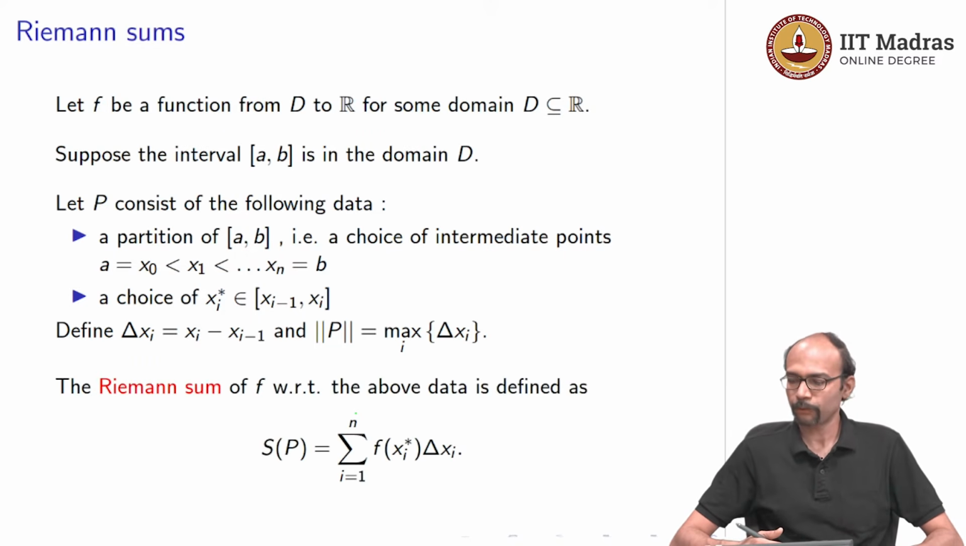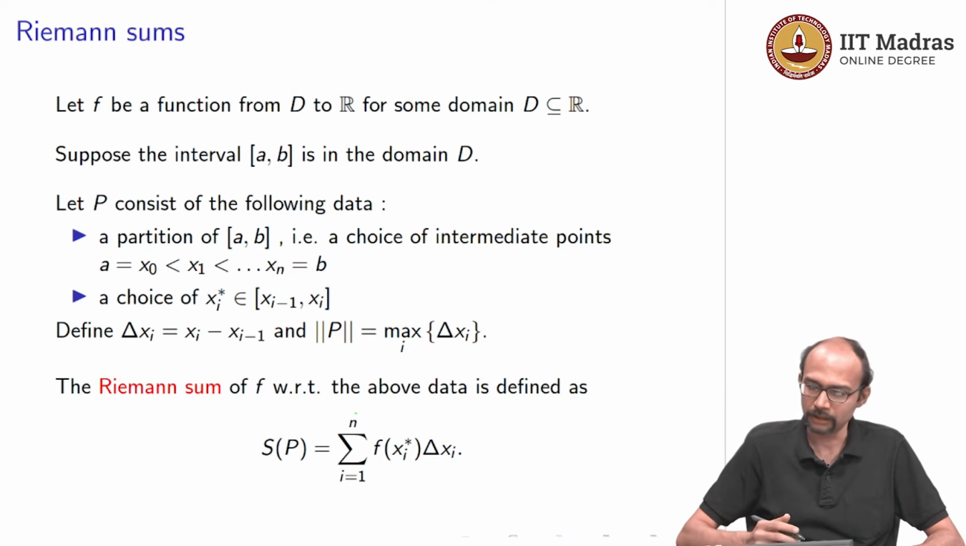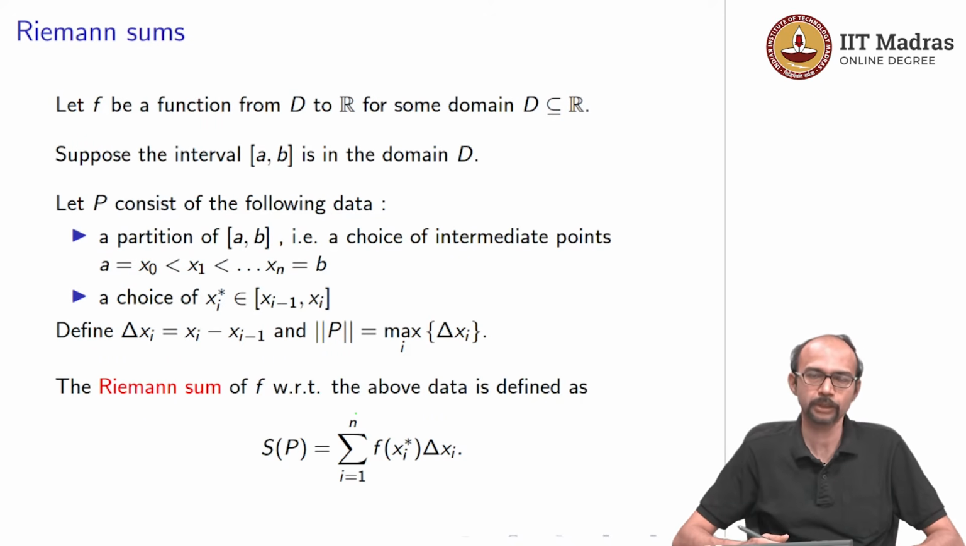The Riemann sum of f with respect to the above data is defined as follows. You have your data P, which consists of a partition and a choice of point corresponding to each small interval in that partition. Then we define the Riemann sum corresponding to this P. So S of P is the summation of f of x_i star times delta x_i.